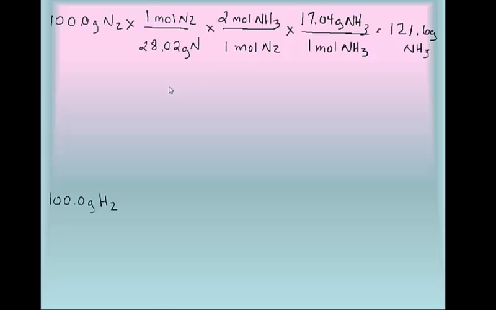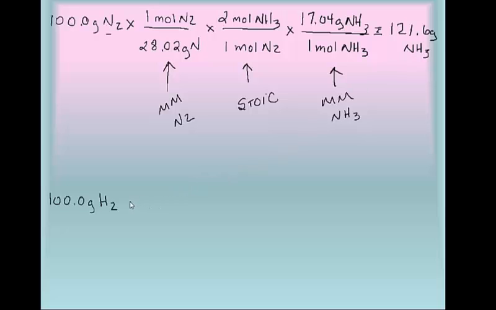Again, please note some of the things I told you before. This is the molar mass of the nitrogen. This is the stoichiometry. And this is the molar mass of the ammonia. And you are following a roadmap. You are converting from 100 grams of nitrogen gas, the reactant, and you are figuring out mathematically how much product that 100 grams will produce.